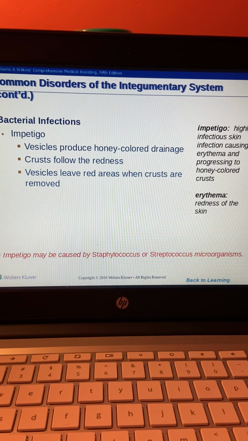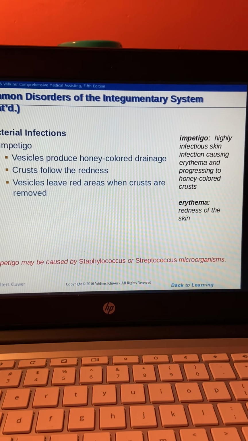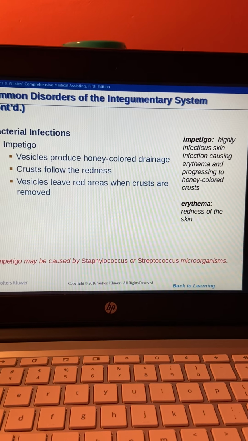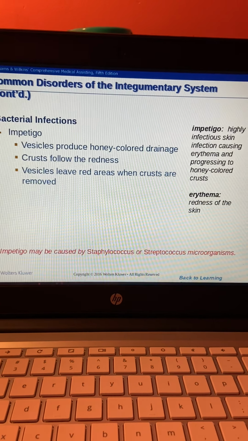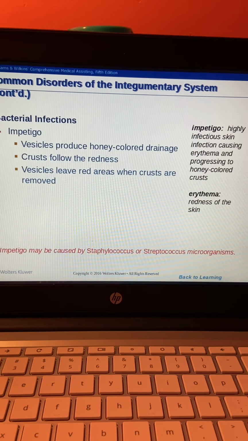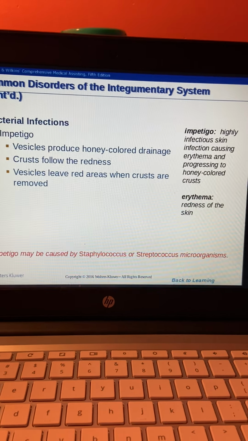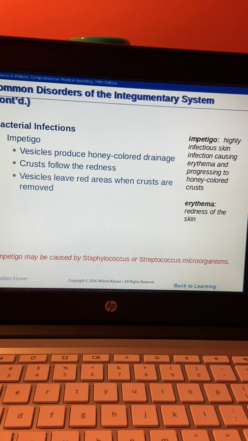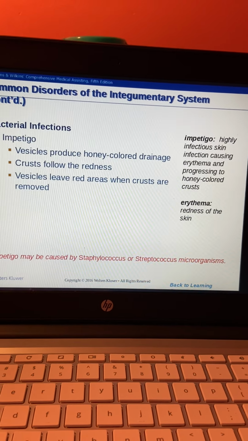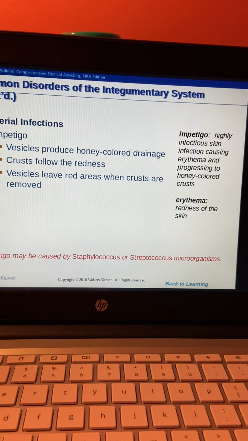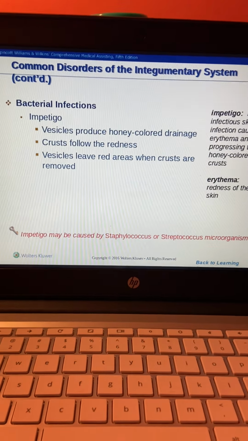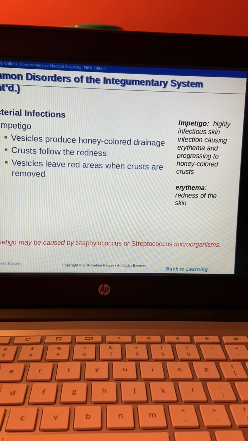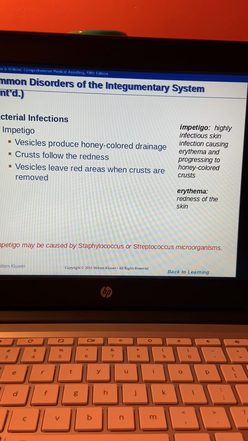The first one they talk about is impetigo, which is a highly infectious skin infection causing erythema, which is swelling, and progressing to a honey-colored crust. Erythema is redness of the skin. Impetigo: vesicles produce honey-colored drainage. A crust follows the redness, and then the vesicles leave red areas when crusts are removed. So impetigo may be caused by Staphylococcus or Streptococcus microorganisms.